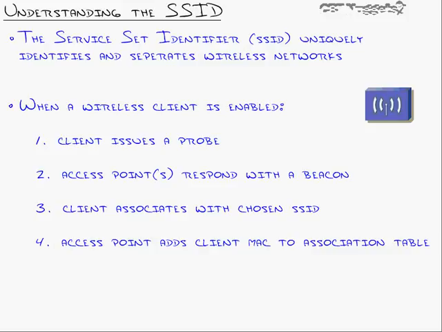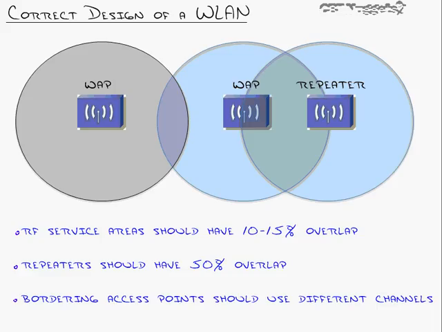So when you're designing a wireless network with that capability in mind, meaning that clients can roam between access points and move around, the best way to design it is to have a 10 to 15% overlap in your radio frequency service areas. Now, how do you figure that out?